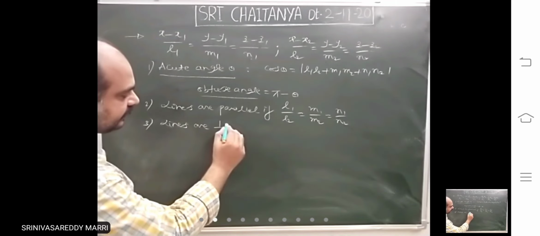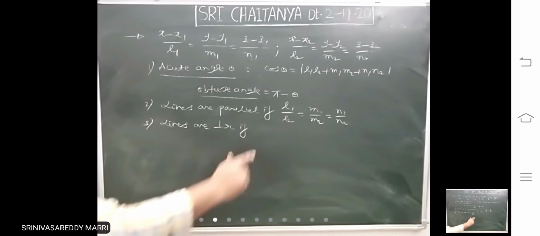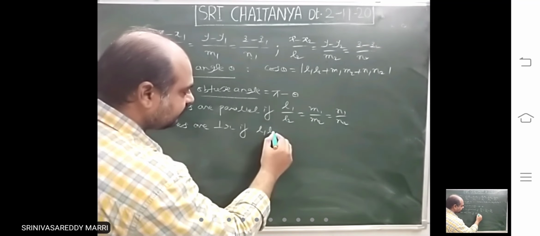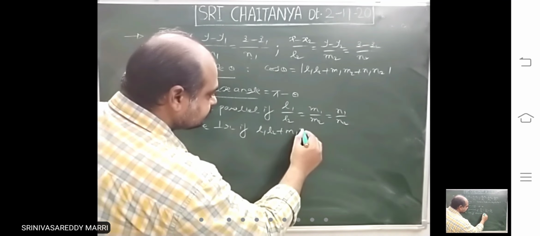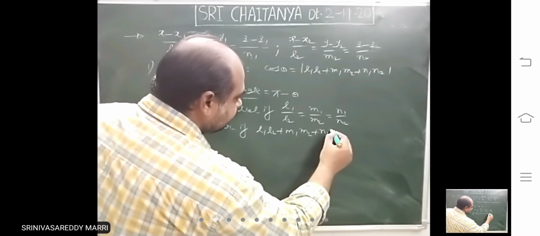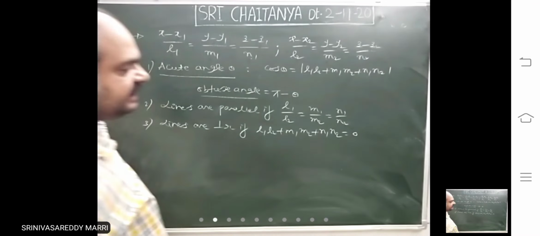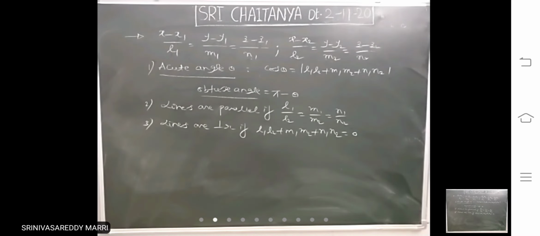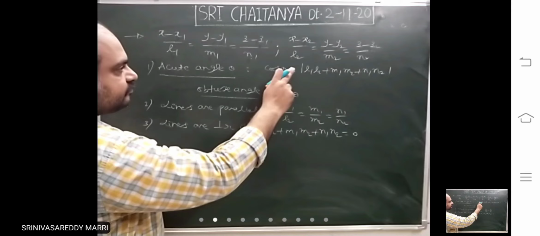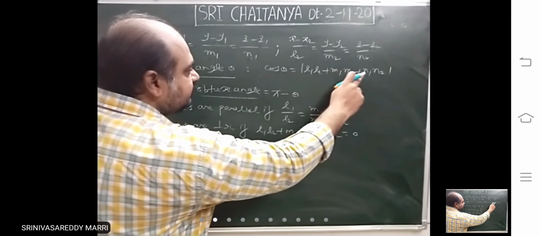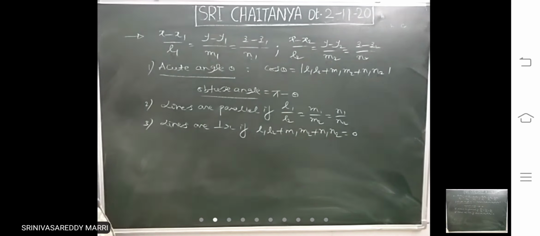Lines are perpendicular. If theta is 90, therefore what is the formula? L1 L2 plus M1 M2 plus N1 N2 equal to 0. So DR's form also same. DR's means you will get A1 A2 plus B1 B2 plus C1 C2 divided by root of A1 square plus B1 square plus C1 square into root of A2 square plus B2 square plus C2 square. If DC's are given this formula, if DR's are given, I have already told the formula. Okay. Next.